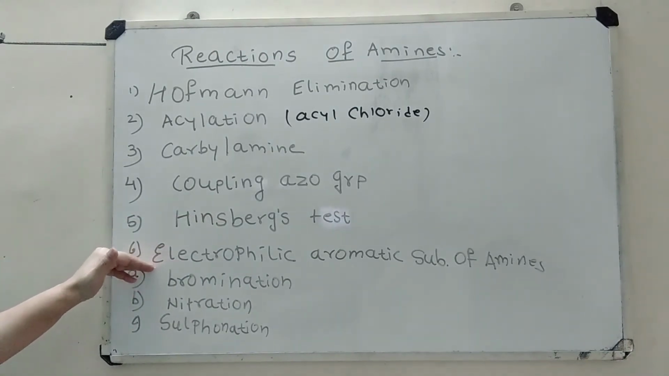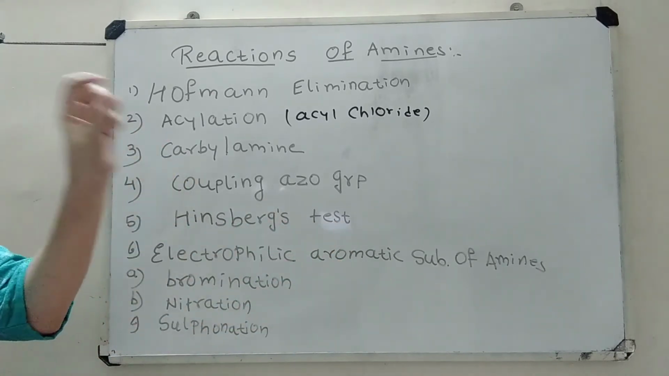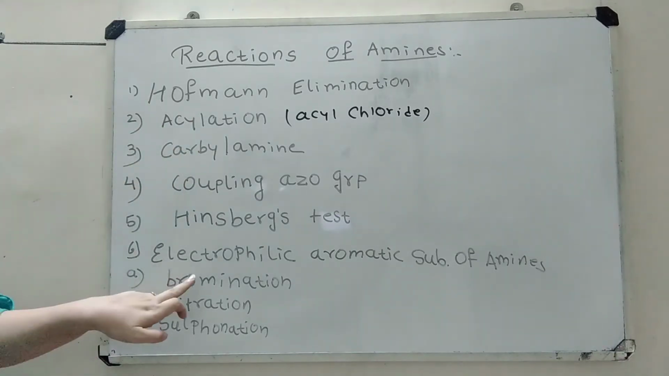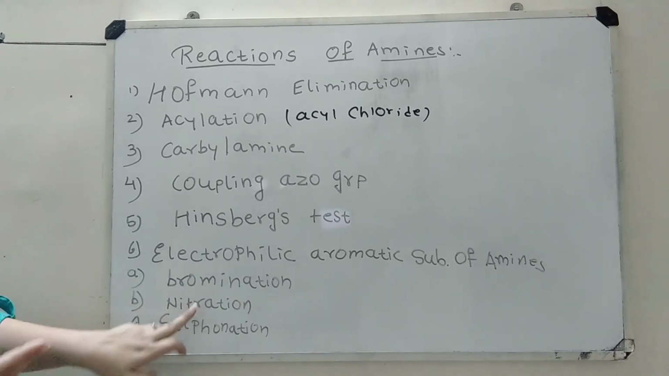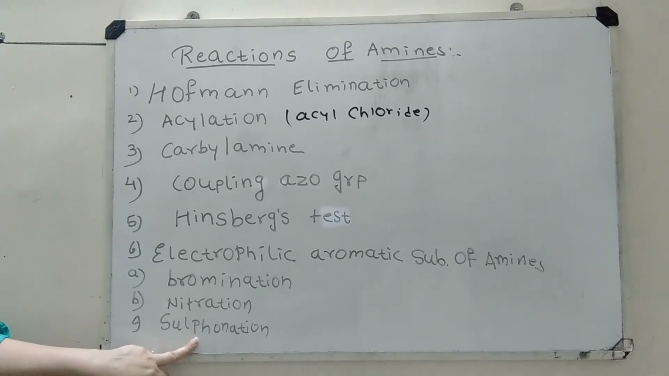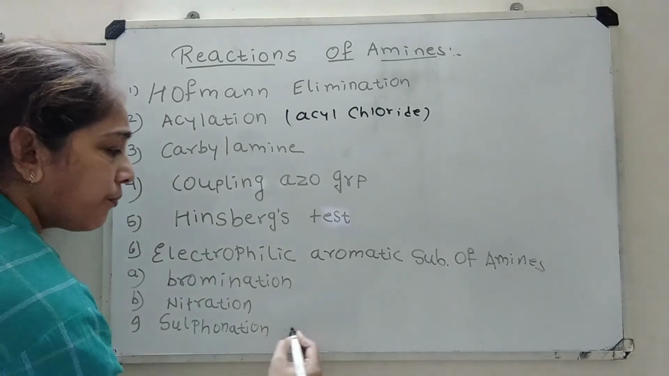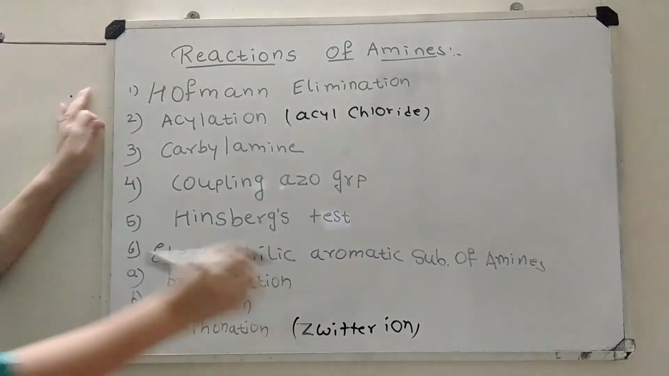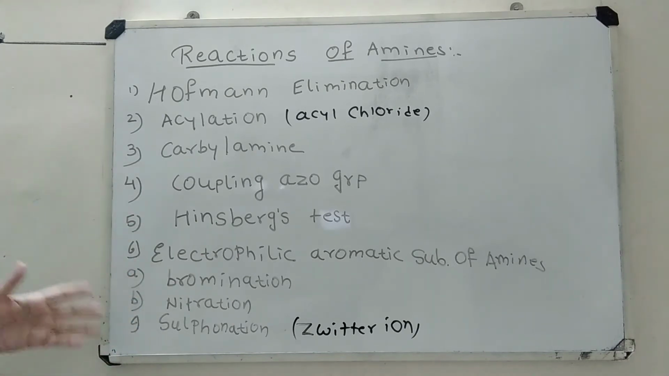And in the electrophilic aromatic substitution of the amines, we have to take the aniline, which is the benzene ring attached with the NH2 group, and react with bromine, react with the nitrating mixture, and react with sulfuric acid H2SO4 for sulfonation, and the main word is Zwitter ion. So you have to note this down in your notebook first. So 6 reactions are there for the amines.